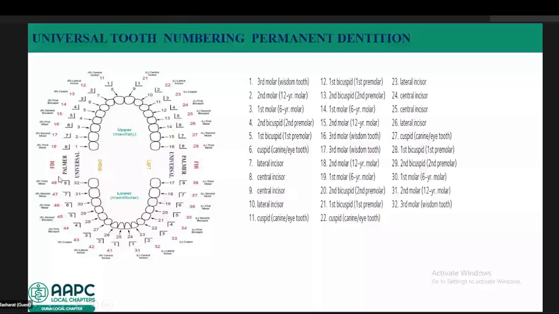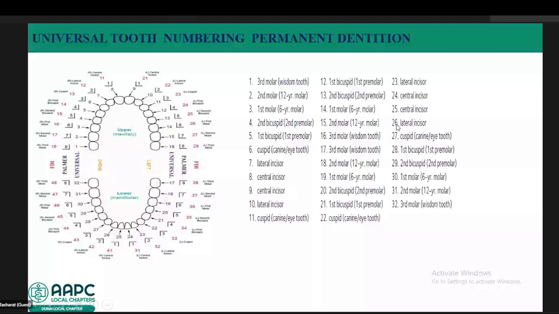When the doctor documents, he needs to write the correct tooth numbering for the adult also. Basically, they are using universal tooth numbering here. Before, there were multiple systems like FDI and Palmer, but now it is only the universal tooth number. Everyone is using it.